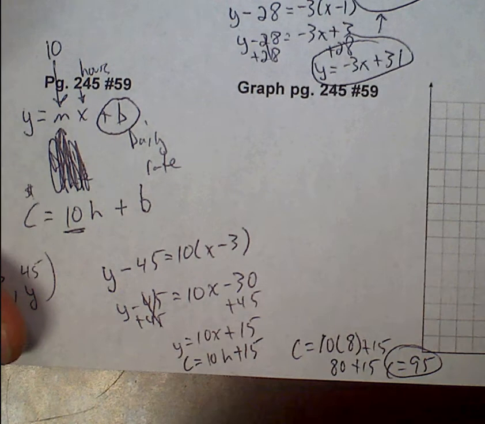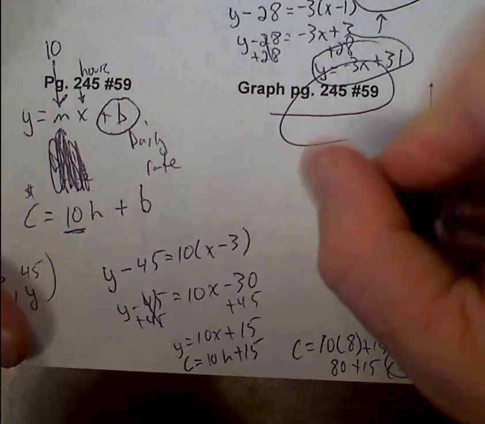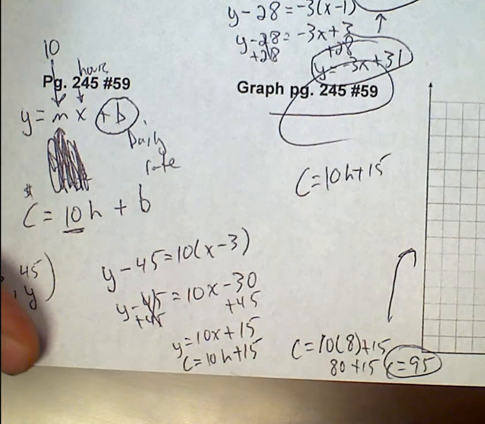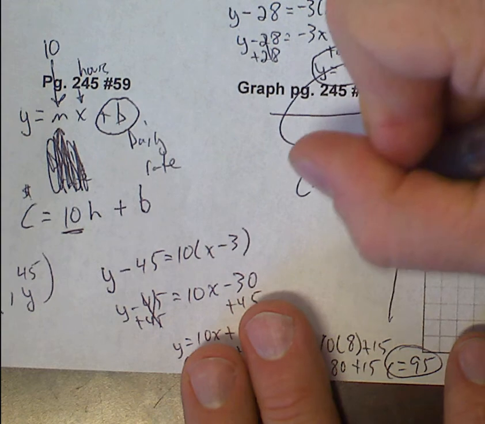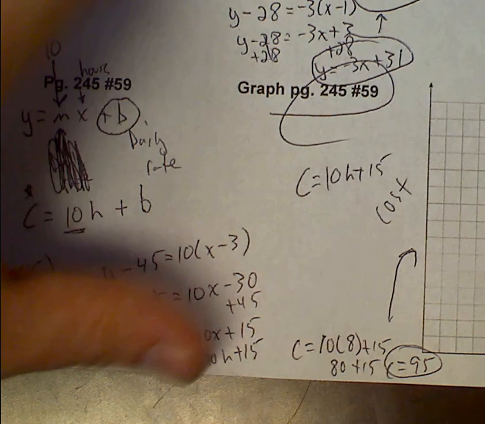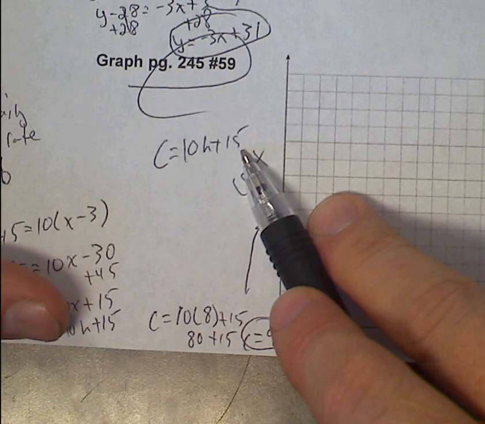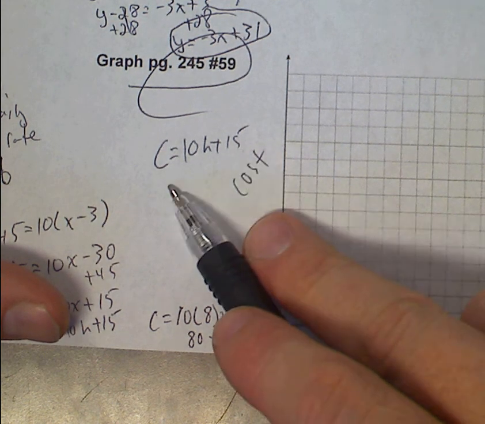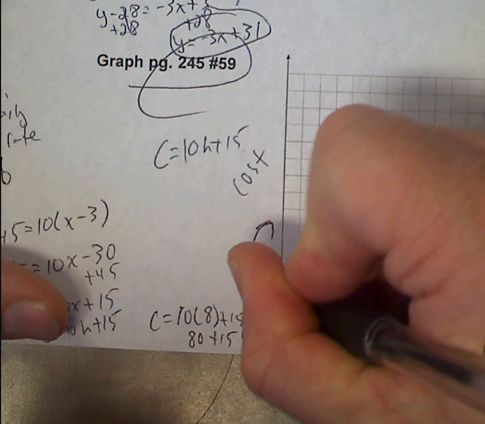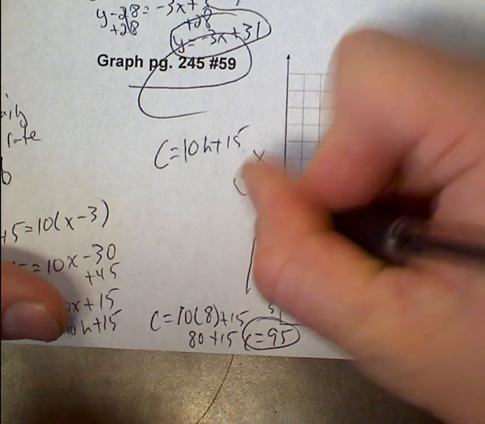Now what I need to do is, I asked you guys to graph this. So now we're going to go ahead and graph this. So my equation is C equals 10H plus 15. My C stands for cost. My H stands for hours. Okay? So I need to be at 15, and then I'm going to go up 10 over 1 each time. I'm just going to count by 5 right off the bat. That will cover everything I need.